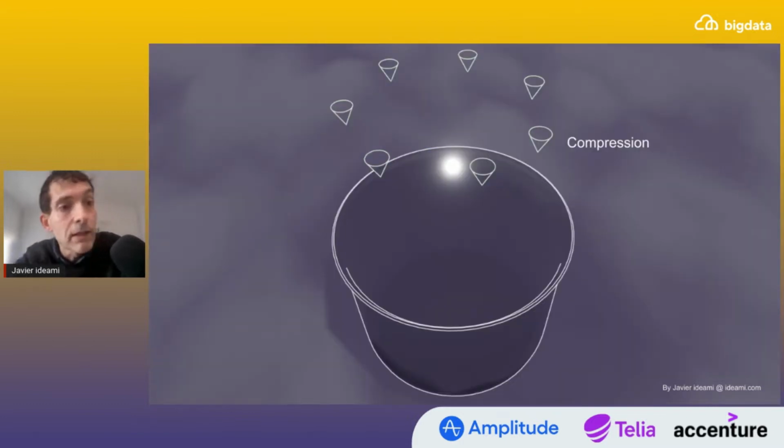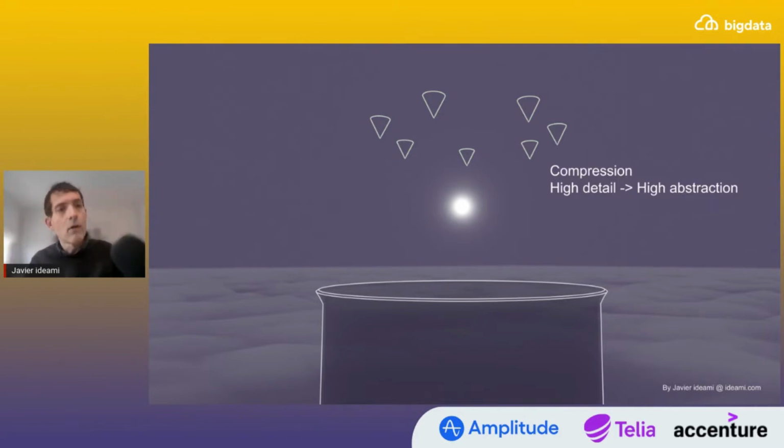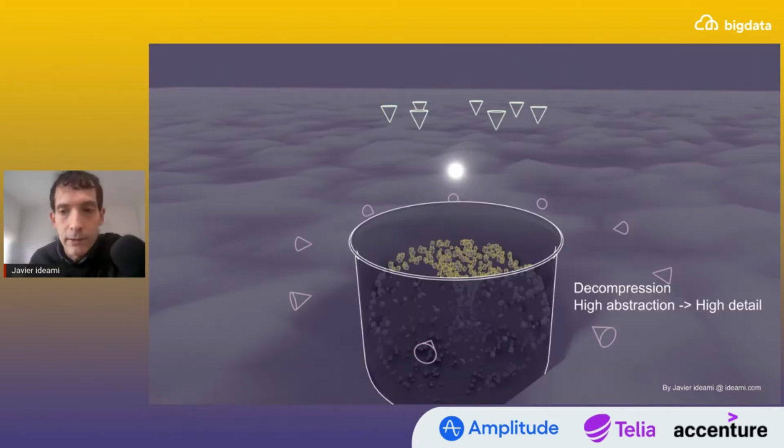This that you see here is a metaphor I very often use. It is like a pot, like a kitchen pot, and I use it to represent our subconscious. That is where all of these compressed representations go, and these compressed representations produce what we call also latent expressions and latent spaces of all of that complexity. And then we can also do the opposite process, decompression. So we compress all the complexity, we go from high detail to high abstraction, we create that bottleneck, that latent space, and then we can do the opposite and decompress and inflate and go from all of that high abstraction back to the high dimensionality again and the high detail.